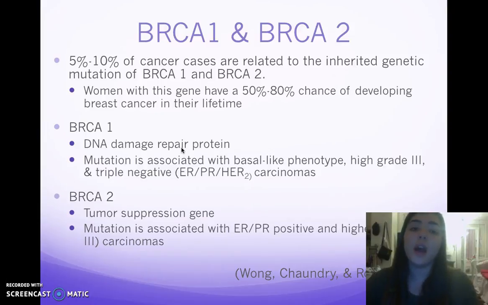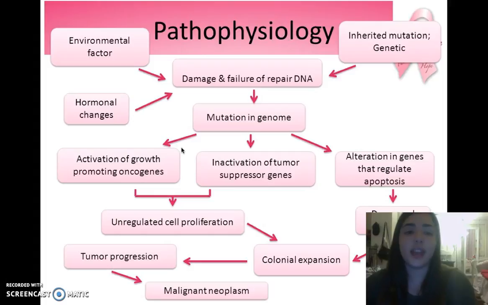So BRCA1 and 2, about 5 to 10 percent of cancer cases are related to a mutation inherited from this gene. And women who have this gene are at a 50 to 80% chance of developing breast cancer. So BRCA1 is a DNA damage repair protein, and BRCA2 is a tumor suppression gene. When they are not mutated, they do their job and fight the tumors from growing and stop cancerous cells from producing. However, if you have a mutation in this gene, that is when things start to get out of control and it cannot fight off the cancerous cells. So this is just a small graphic summarizing what I just talked about.